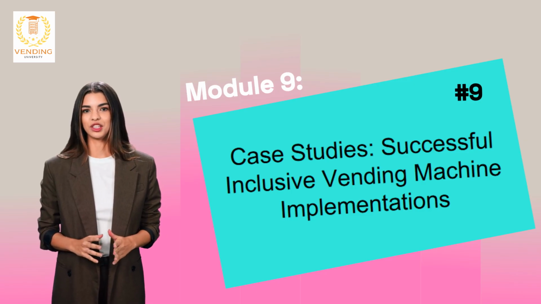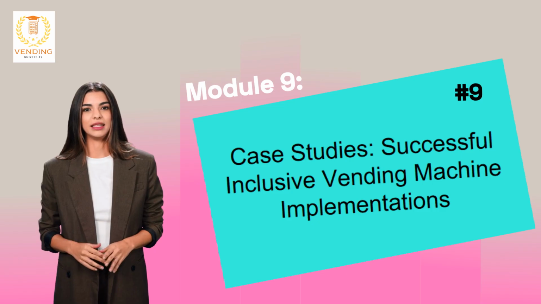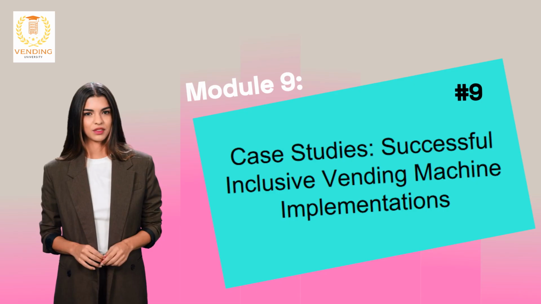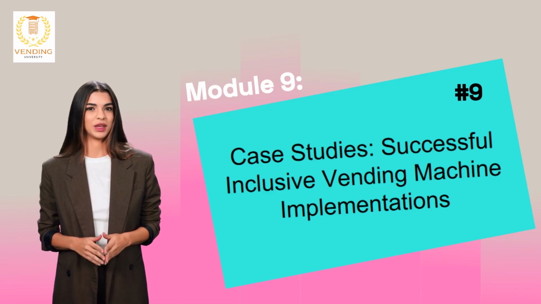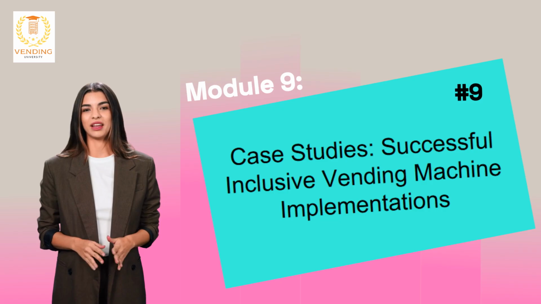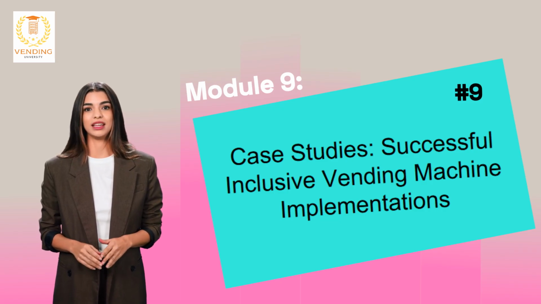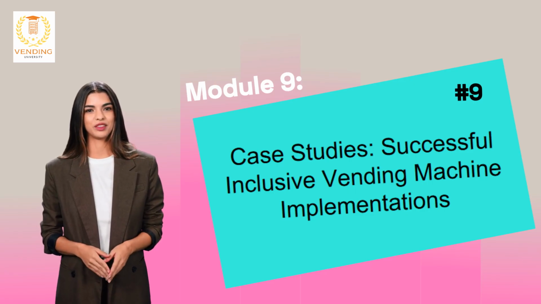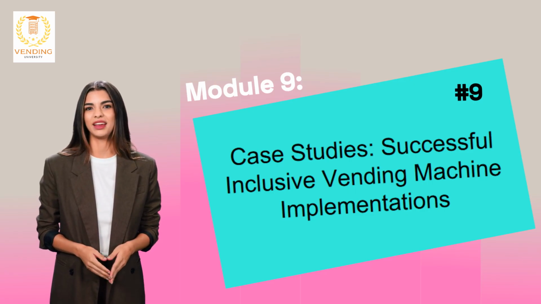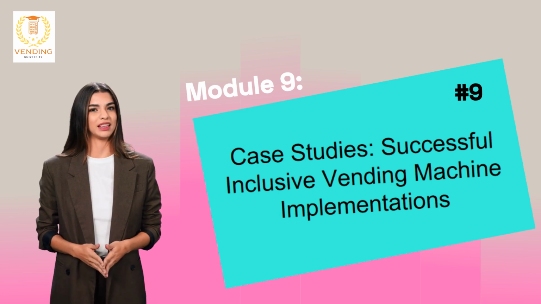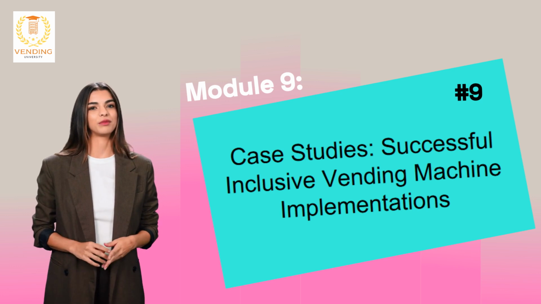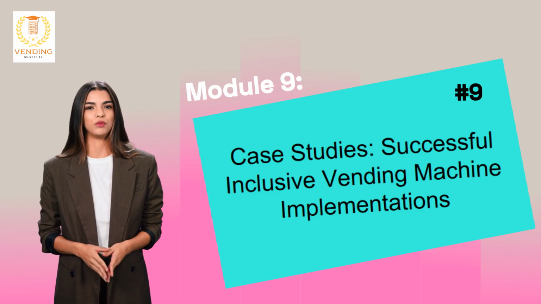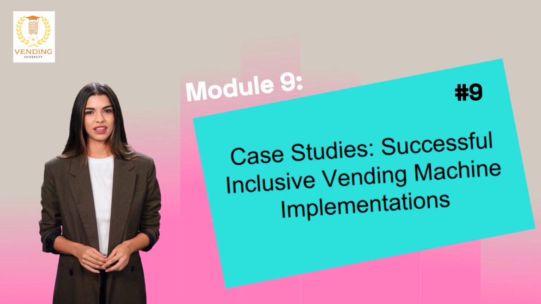Features included height-adjusted controls and tactile feedback, making it easier for elderly shoppers and people with mobility limitations to use the machines. The malls saw an increase in sales and customer satisfaction after these changes, demonstrating the commercial benefits of inclusivity. These case studies highlight the importance of combining design, technology, and strategic placement to create vending machines that serve all customers effectively. They also show that investing in accessibility can lead to improved business performance and customer loyalty.